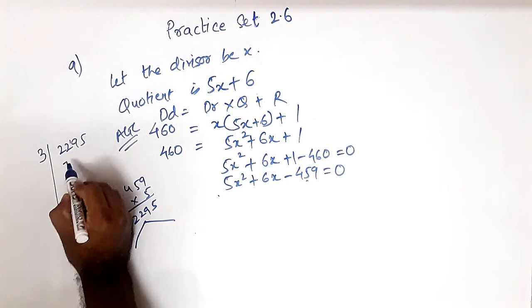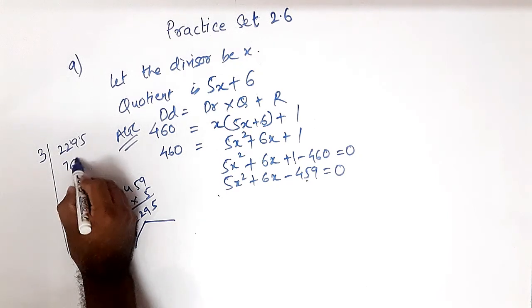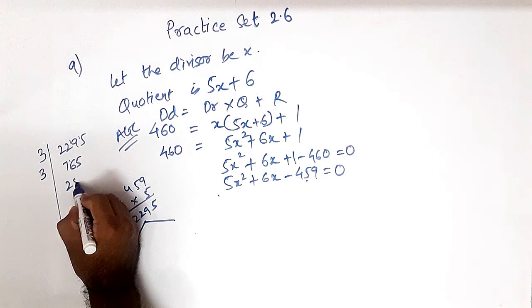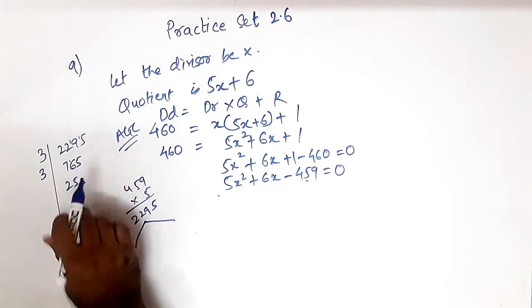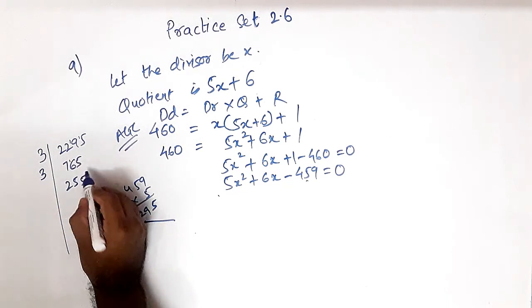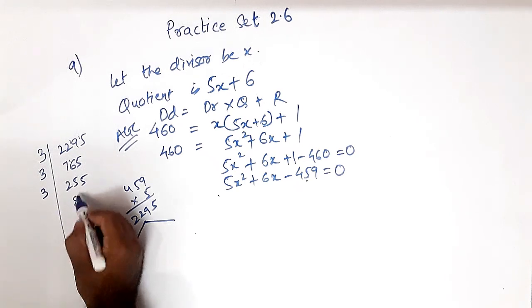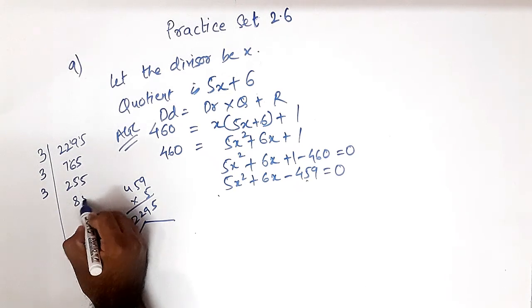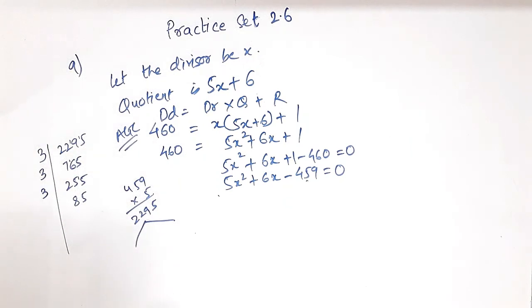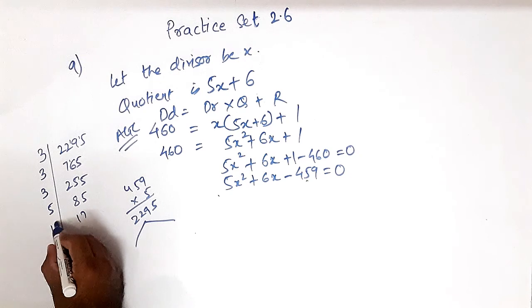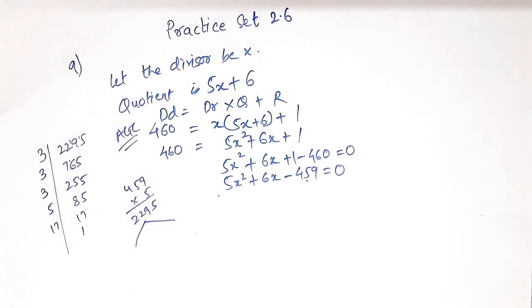3 sevens are 21, 3 sixes are 18, 3 fives are 15, 3 twos are 6, 3 fives are 15, and again 3 fives are 15. Again I can take 3: 3 eights are 24, 1 remains, 3 fives are 25. I cannot take 3 now, I have to take 5. 5 17s are 85.